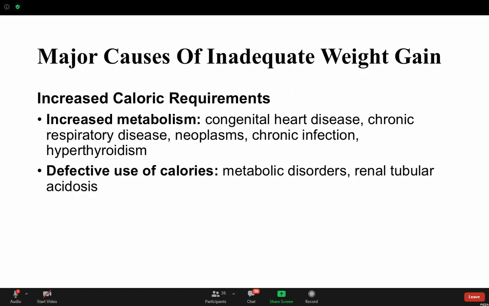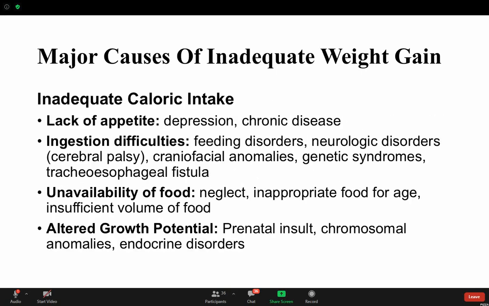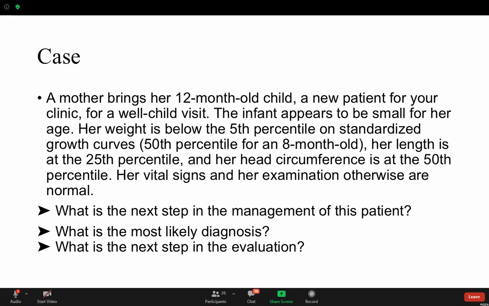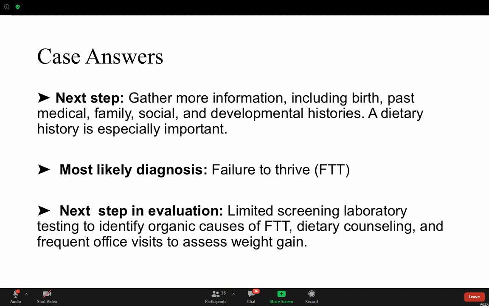فهذه الميجر causes. Every time you see a child who's not growing well, you should think about these broad categories and try to identify the cause عن طريق الهيستوري, الفيزيكال اكزامينيشن و التست, other tests. Okay. فهنا we need to gather more information عشان try to reach a diagnosis, including the birth, past medical, family, social, developmental, full history, including diet history as well.